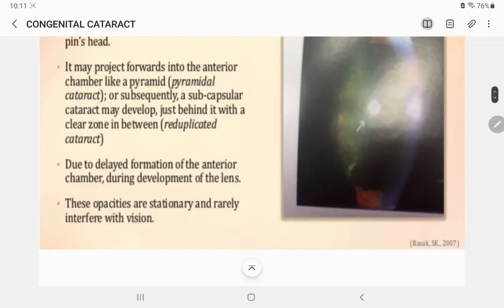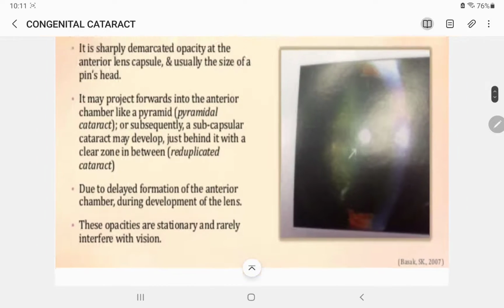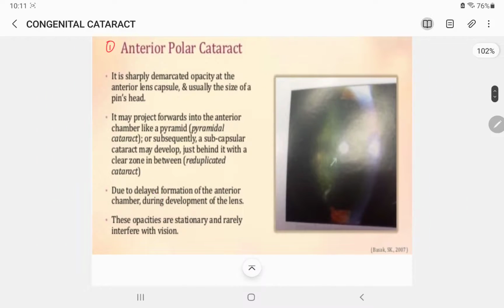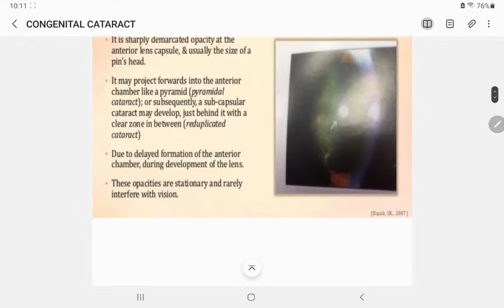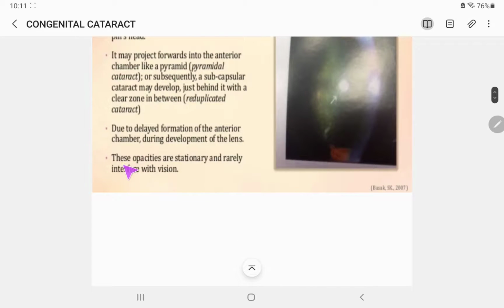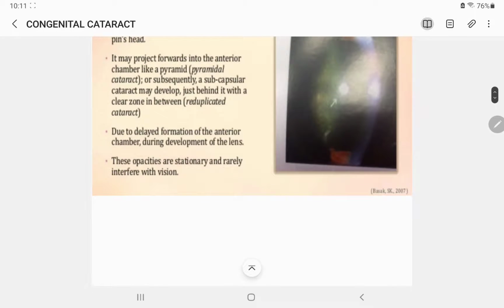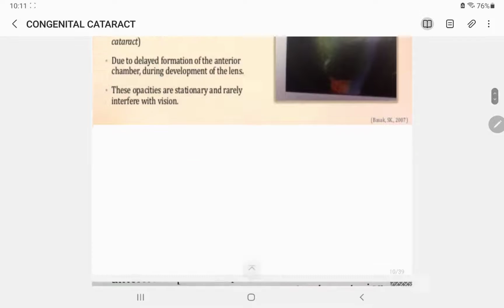Why does the anterior polar cataract exactly occur? That is due to the delayed formation of the anterior chamber during the development of the lens. So this causes the anterior polar cataract. The opacities are stationary, they do not interfere with the vision, so mostly people are not affected by it.